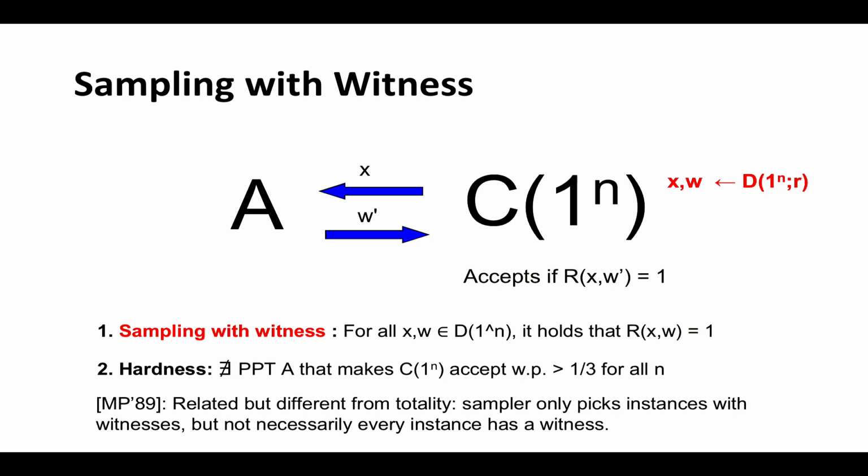Then the challenger doesn't actually output this witness, it just has it there, and it just outputs the instance X, and now your job is to find the witness.